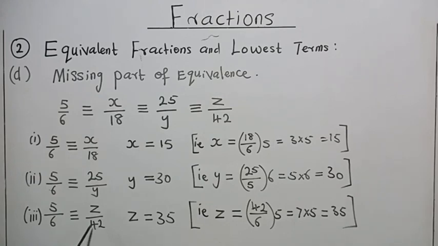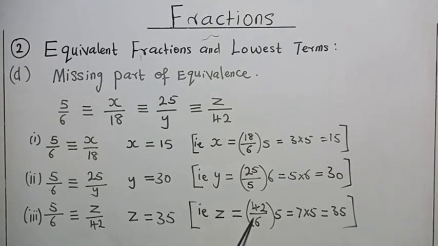The reason is that if we divide 42 by 6, what we get is 7. Therefore, 7 is a common factor that multiplied 5 and 6 to get us the next equivalent fraction. Now, when 7 multiplied this 6, we got 42. When the same 7 multiplies this 5, the result should be here where Z is located. And what is the result of 7 multiplying 5? The result is 35. Therefore, this Z is equal to 35.